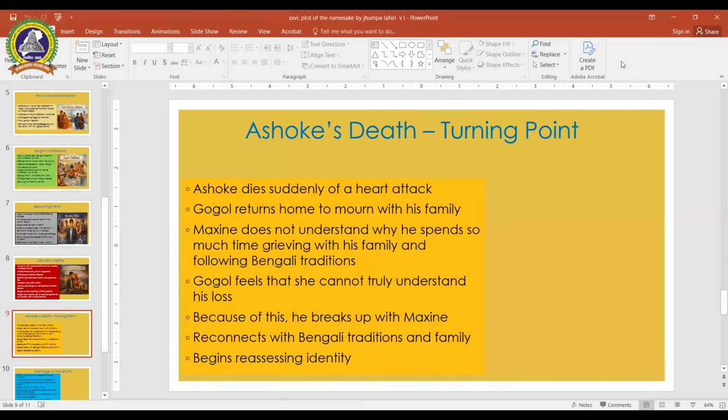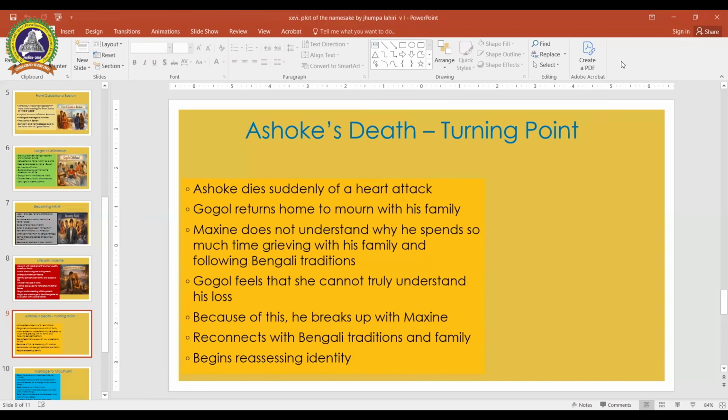Next slide, Ashok's death, the turning point in the narrative. In chapters 7 to 9 of the novel, Gogol's life changes suddenly when his father dies. Ashok calls Ashima from Ohio to say that he is in the hospital because of a stomach problem. A few hours later, Ashok Ganguly dies of a heart attack. After hearing the news, Gogol travels to Ohio to collect his father's body, and he cleans out his father's apartment. Then he returns to his house in Boston to mourn with his family.